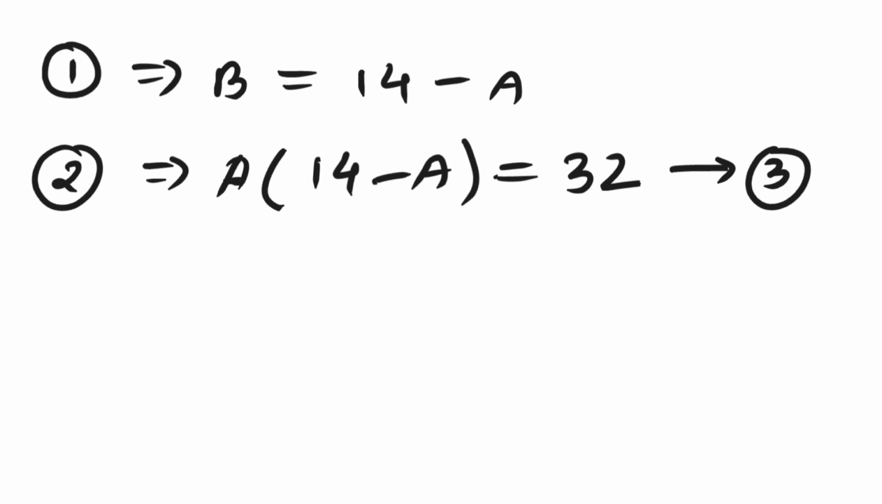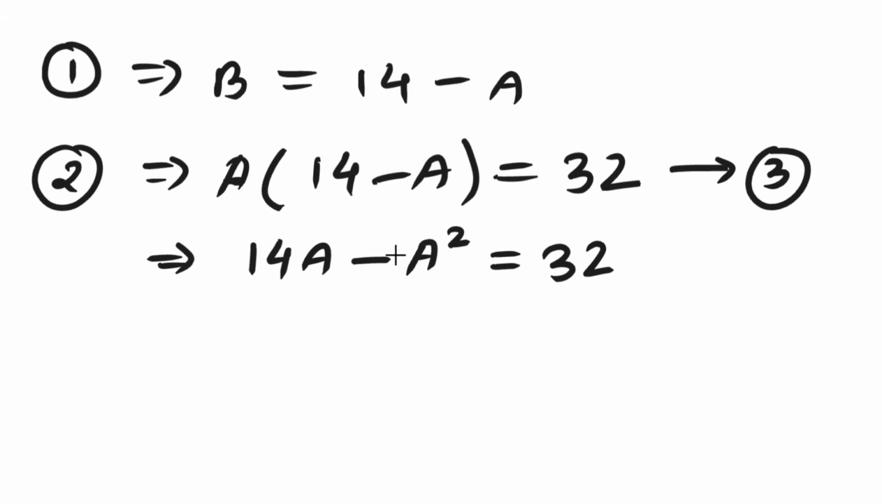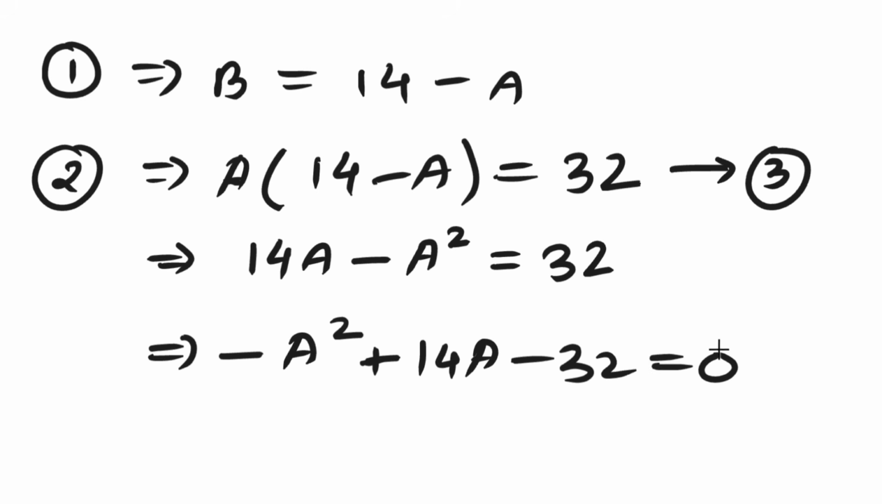Now let's solve this equation step by step. First, expand the bracket using the distributive property. A multiplied by 14 gives us 14a, and a multiplied by negative a gives us negative a squared. So we now have 14a minus a squared equals 32. Next, bring everything to one side of the equation by subtracting 32 from both sides. This gives us negative a squared plus 14a minus 32 equals 0.